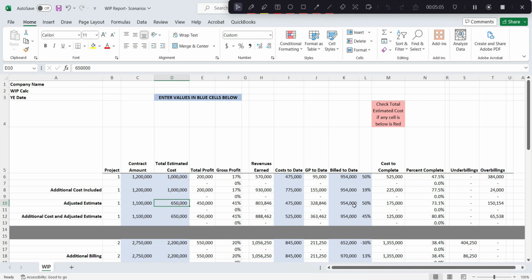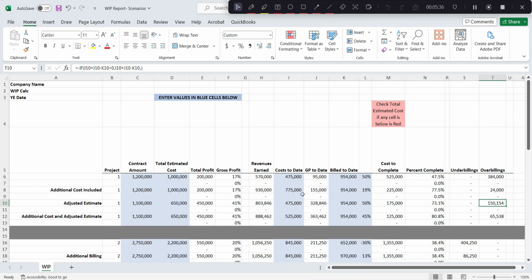And we also have our billings and costs to show for it. We're at 50% now, and the actual estimated cost is 41%. Well, making that adjustment just to the estimate gives us $150,000 in overbillings, which again is more palatable than the $384,000. This final scenario involves a combination. So we adjust the estimate and we also adjust the cost.